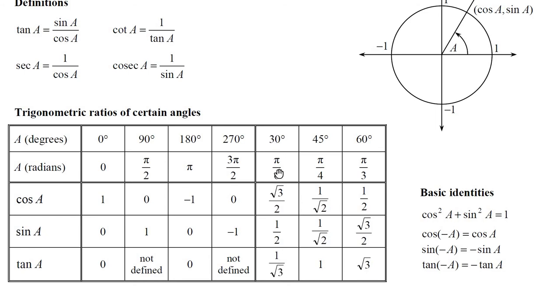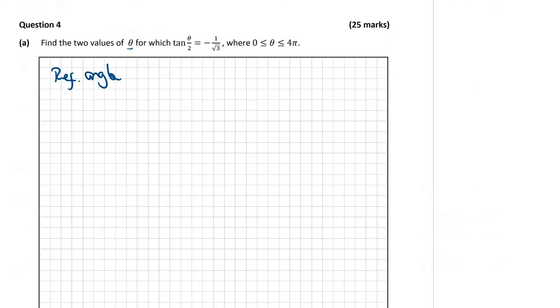It's asking for in radians, so we're just going to do this question in radians. If you want, you can do it in degrees and then convert at the end. Make sure you do convert at the end. But I know that the reference angle here, when I go from tan, I know it's 1 over root 3. Then the reference angle there is this one here, pi over 6. So it's pi over 6.